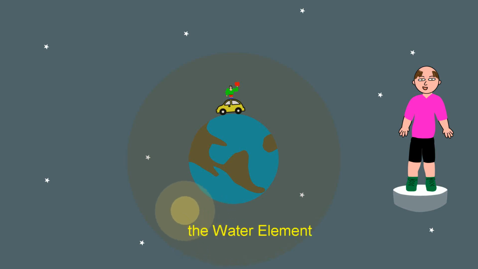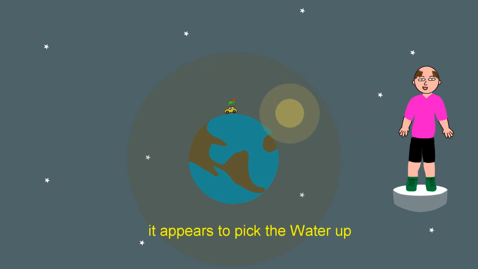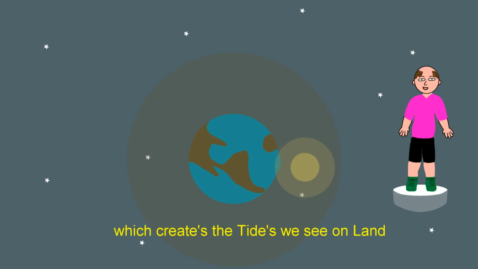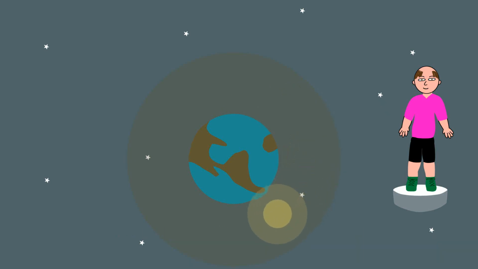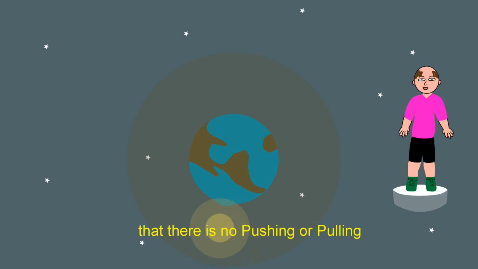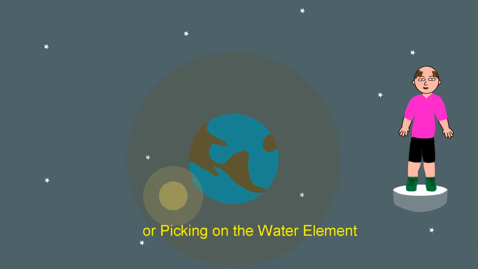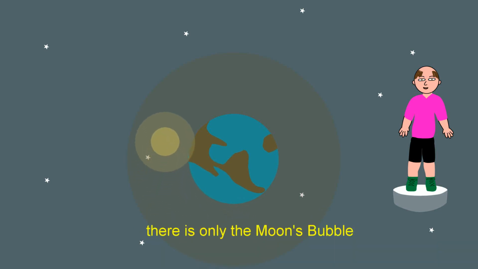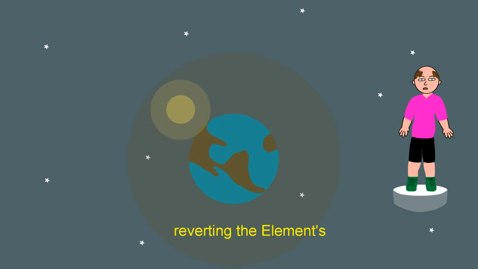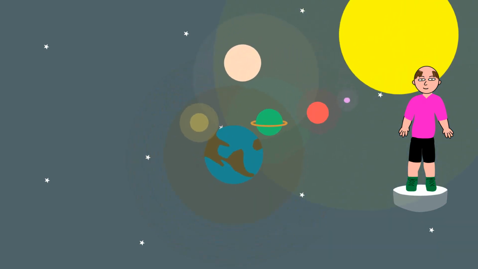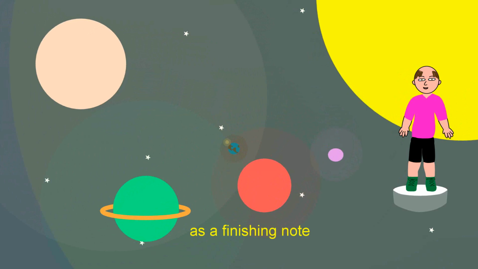The water element is the most visible element affected during the tide. As the moon's bubble travels through the water, it appears to pick the water up, which creates the tides we see on land. Now we know that there is no pushing or pulling or picking on the water element. There is only the moon's bubble reverting the elements to a weightless state. As a finishing note, we see this same effect from other planets, elements, around us.